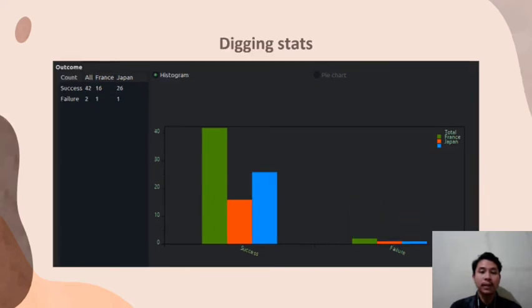Next we go to the digging. Overall, France has 16 successful digs compared to Japan, which has more successful digs, 26. But for the failed digs, both teams are equal. They have only one failure for digging.